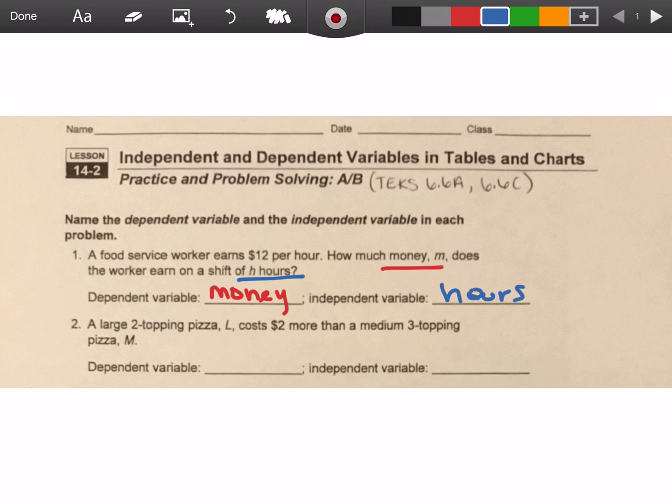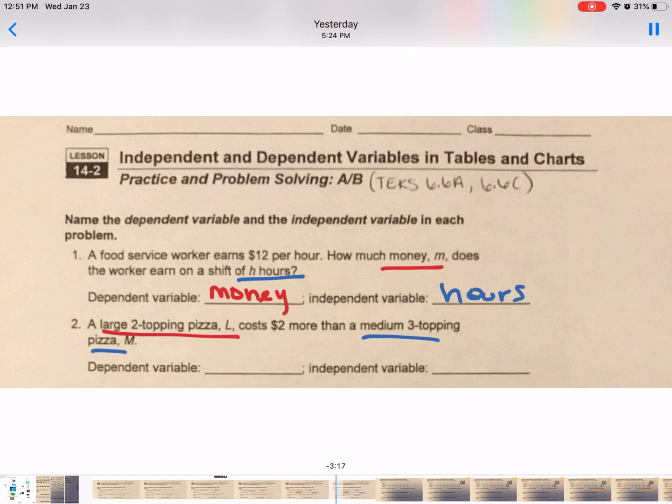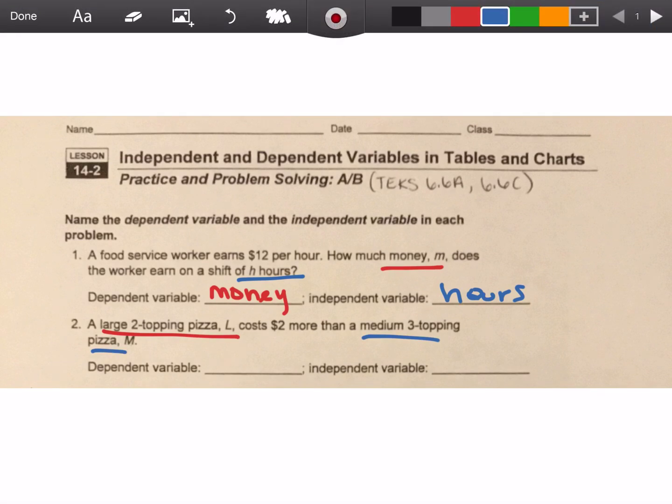All right, so that's the same thing you're going to do on number 2. Your two variables are the large pizza and the medium pizza. All right, so you're going to think about which one do you need to know first, or which one depends on the other, okay?